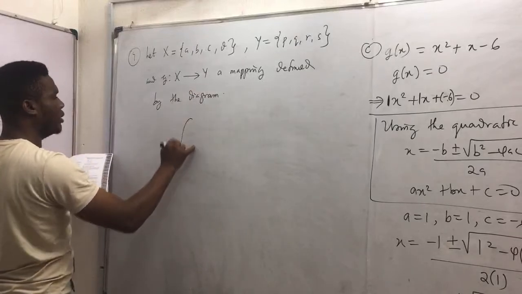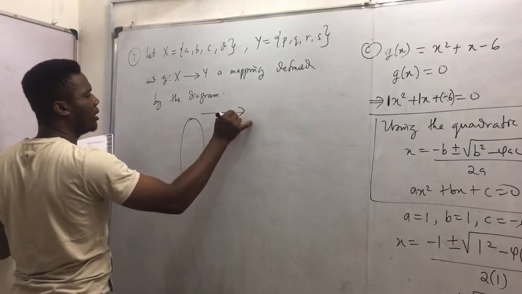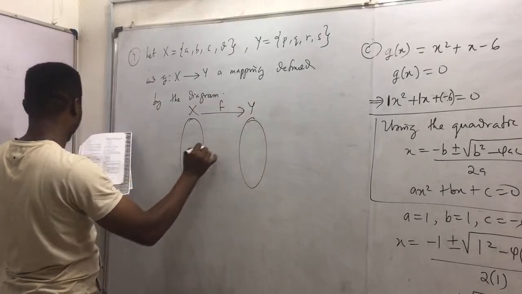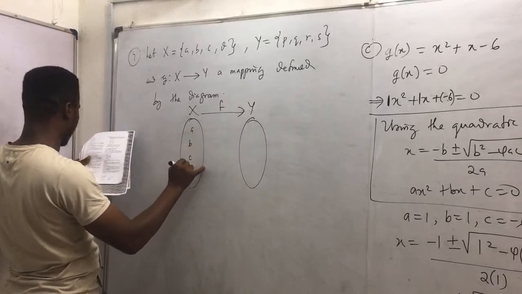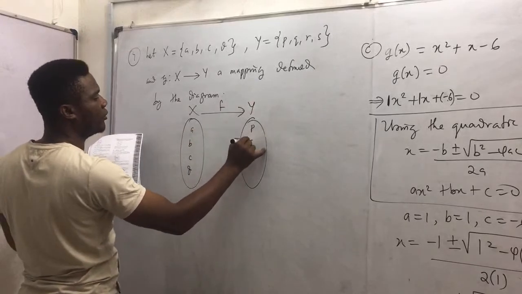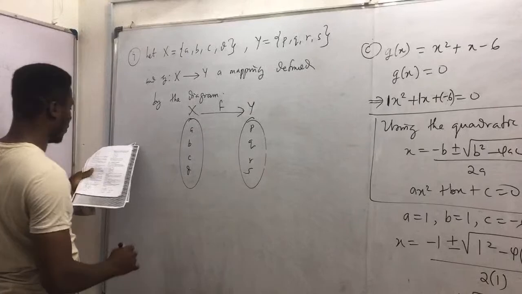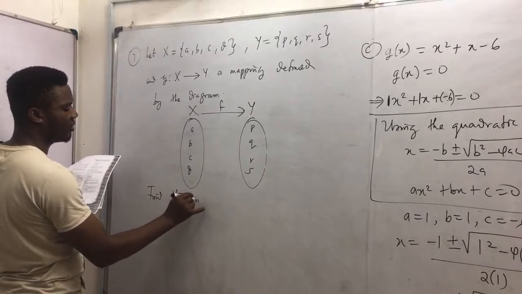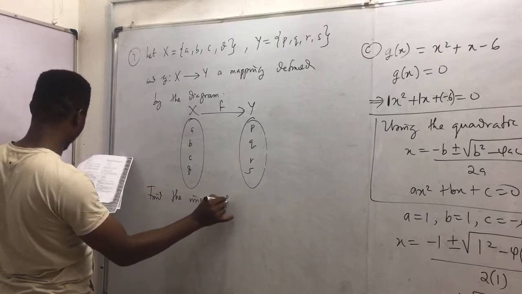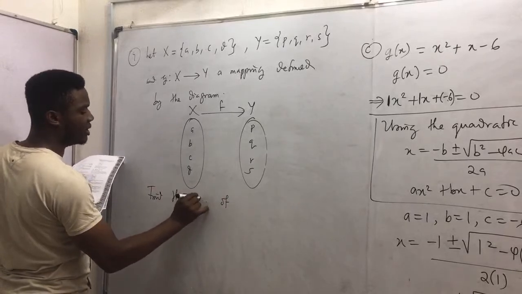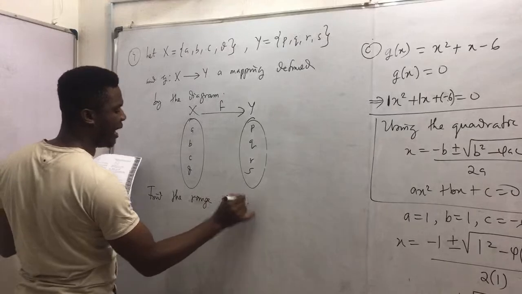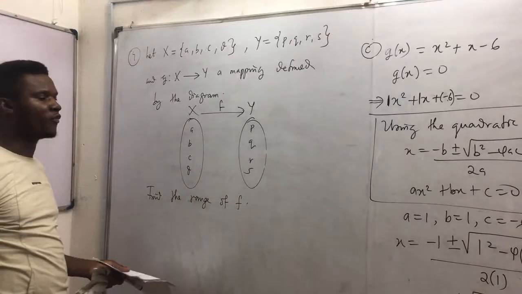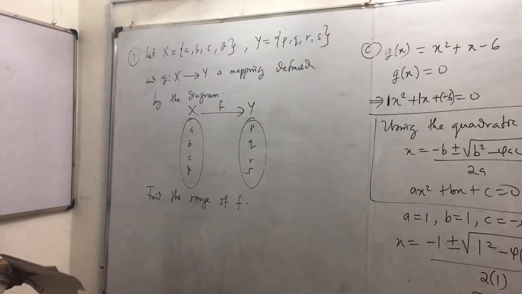The diagram below goes from X to Y, f, okay? And this is a, b, c, and d. This is p, q, r, and s. The question says find the image, or rather, find the range of f. That's what the problem demands. Find the range of f. So how do we find the range of f, guys?